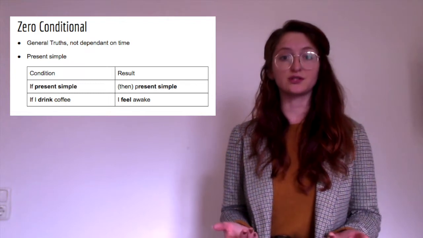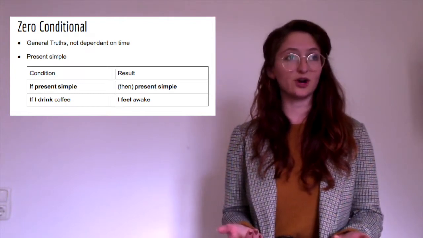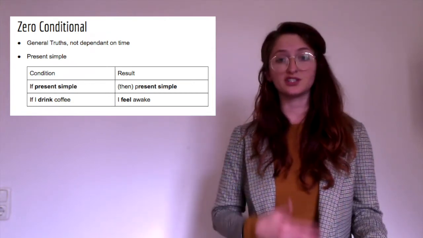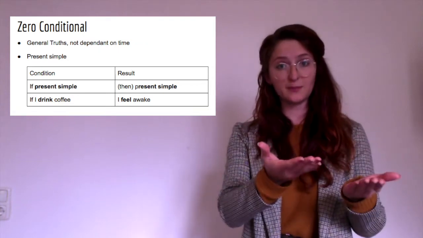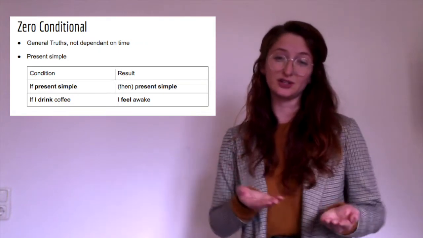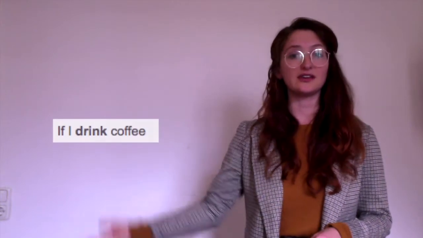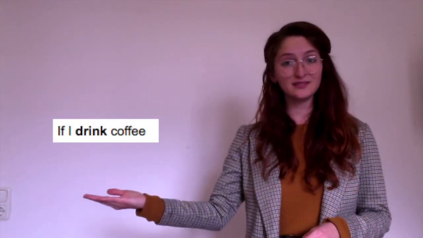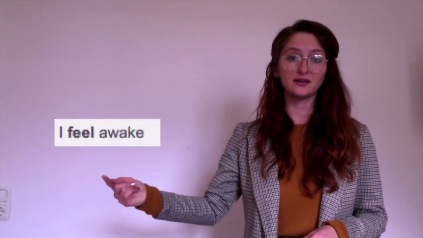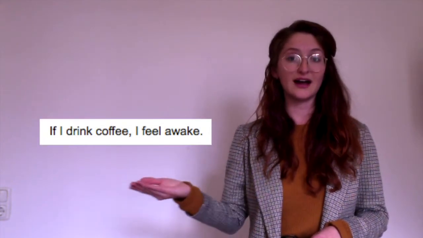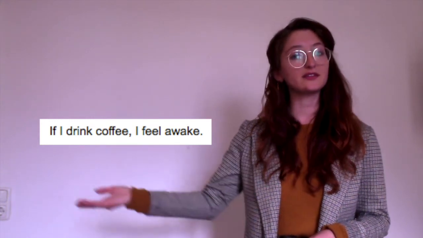Zero conditional is used to talk about general truths, things that are true in any situation. It doesn't depend on time. It's just something that always happens. If one thing happens, another thing happens. And as you may have just noticed, I used the simple present in both clauses. So the if clause, if something happens, is followed by the main clause, something else happens. That's the zero conditional. If I drink coffee, I feel awake. That is a general truth, and it happens all the time.